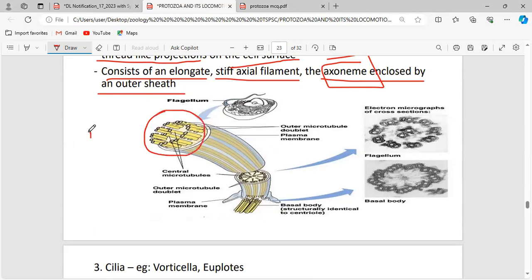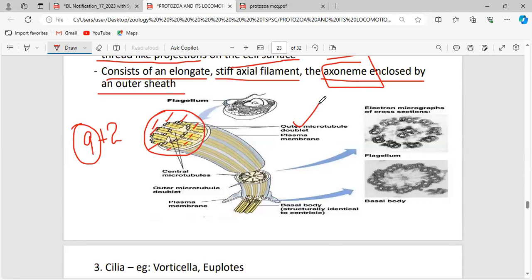It is present in the 9+2 arrangement, which means 1, 2, 3, 4, 5, 6, 7, 8, 9, nine paired fibers around the central ones. Everything here is microtubules. Because of the movement of these microtubules, the flagellum can move, and because of the movement of the flagellum, the entire body of the organism will move. This is how it performs.